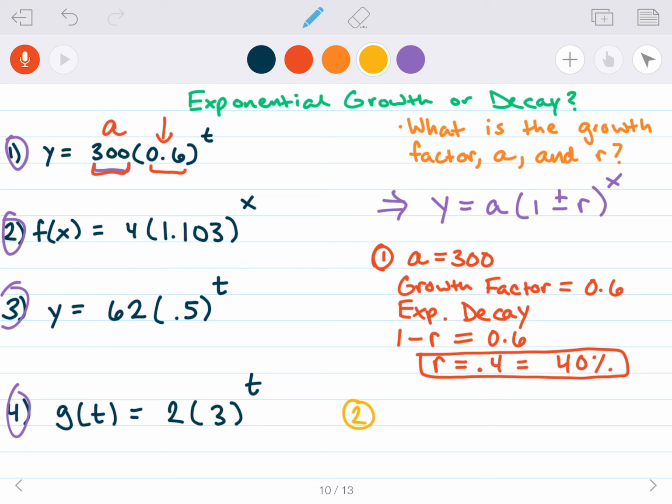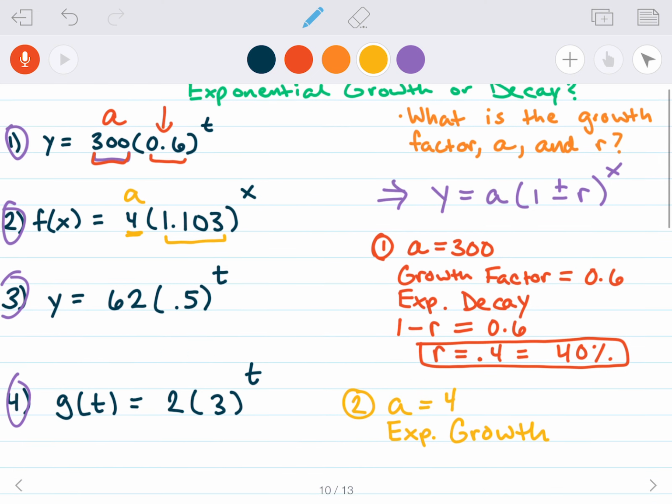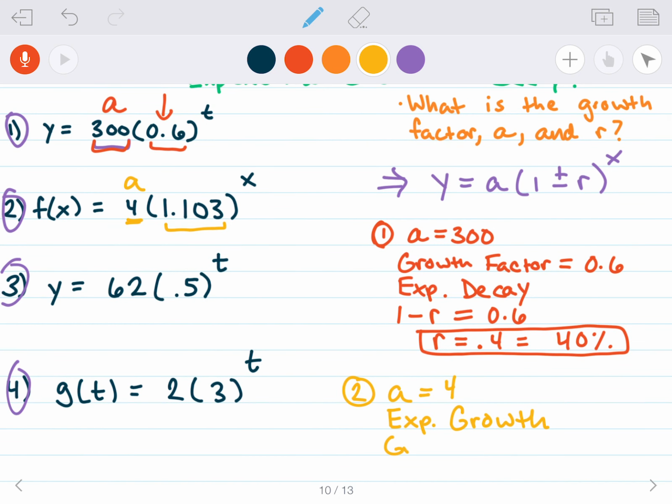Okay, let's look at number 2. So number 2, our a, again, is just this number that's in the front. So it's 4. Is this growth or decay? Well, this is going to be growth because this is a number bigger than 1. So this is exponential growth. And the growth factor is that number in parentheses, 1.103.